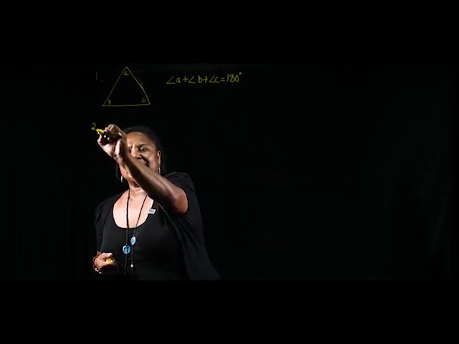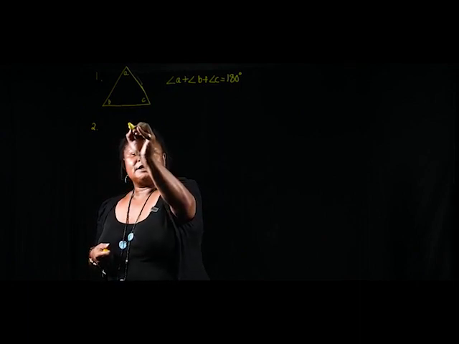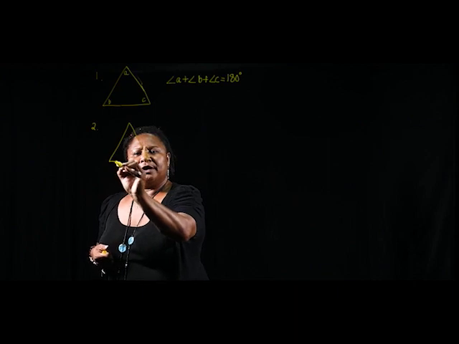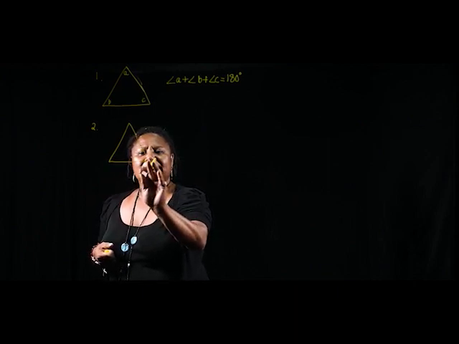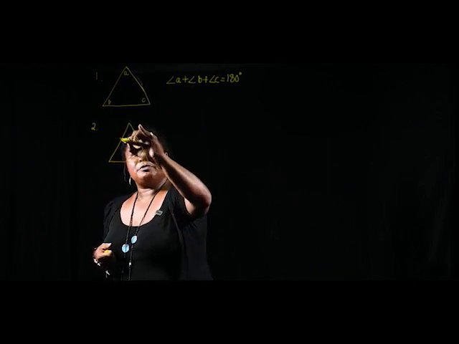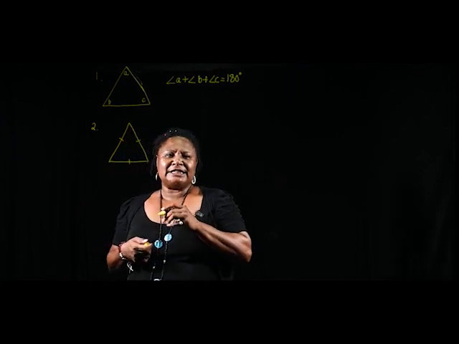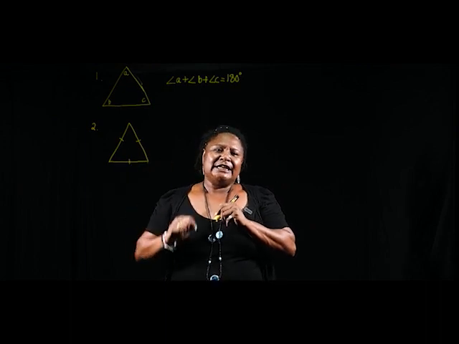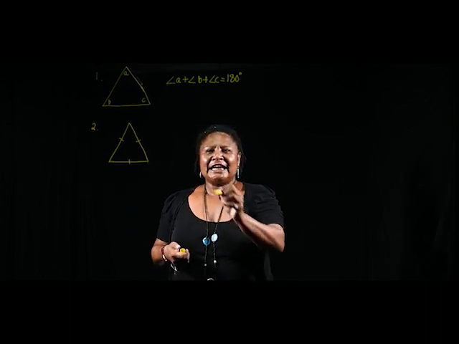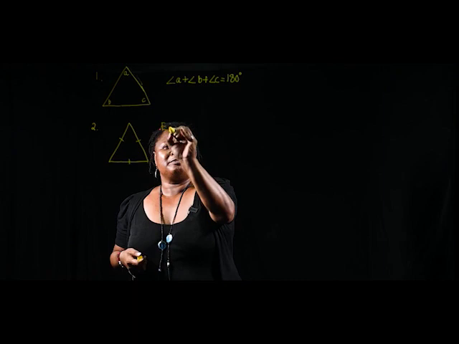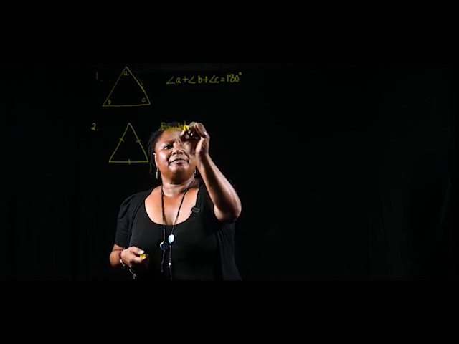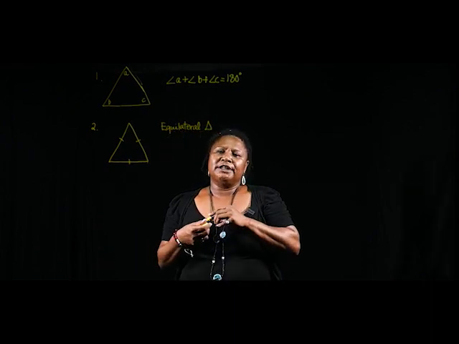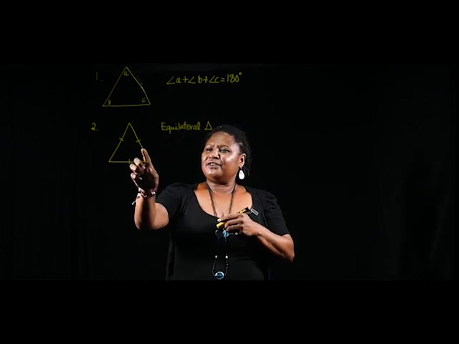Okay, the second property, let's look at another triangle. Now, from our last lesson, you should remember what type of triangle this is. Those strokes, here, here, and here, indicate that this triangle is an equilateral triangle. Okay? Equilateral triangle. Now, what's special about the equilateral triangle?